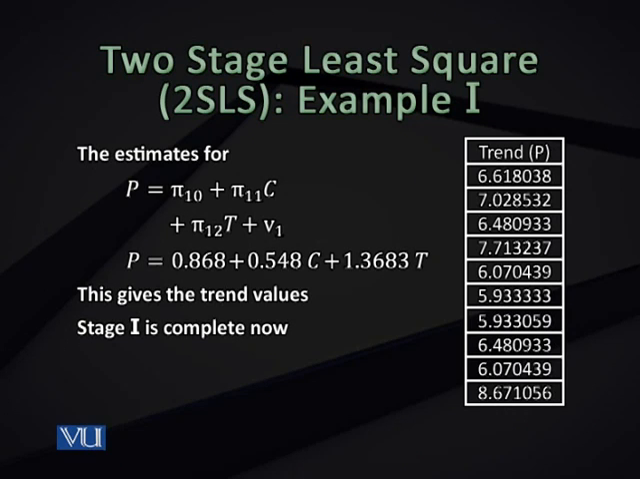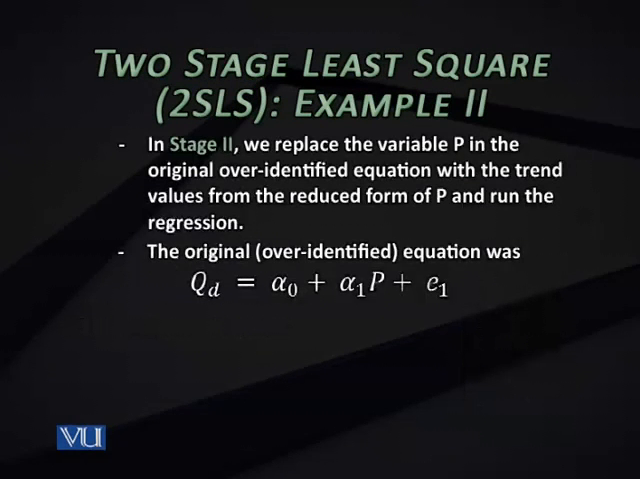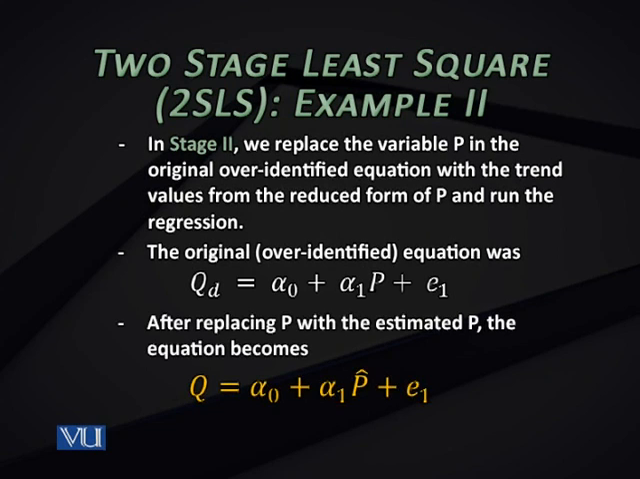This completes stage 1. In stage 1, we estimated the reduced form equation for price and found its trend values. Now in stage 2, as I told you earlier, we will replace P hat instead of P and run another OLS. The equation on the screen, quantity demanded is alpha naught plus alpha 1 P plus C1, was the original structural equation, which was over identified. And then you have Q is equal to alpha naught plus alpha 1 P hat. We have substituted P hat instead of P.